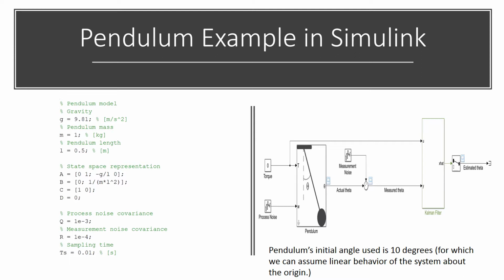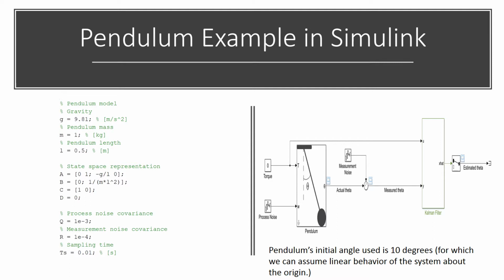Now we have built the pendulum model in Simulink, and it has two inputs. The first input is the torque input, and the second input is the process noise going into the pendulum block. The pendulum block's output is the angular position, which we would measure with a sensor, but our sensor's reading has some noise in this case. Now we have the actual measurement. From the block diagram, we can see that our actual measurement is going into the Kalman filter.